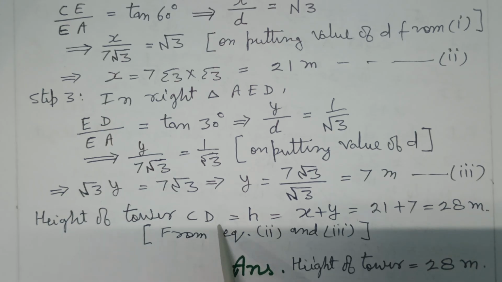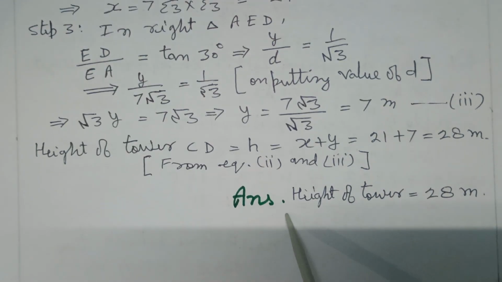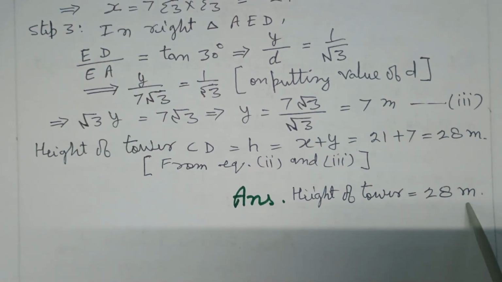Height of tower CD is equal to H is equal to X plus Y is equal to 21 plus 7 is equal to 28 meter. So from equation 2 and 3, answer: height of tower is equal to 28 meter.